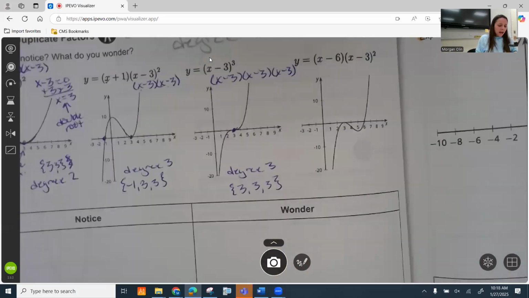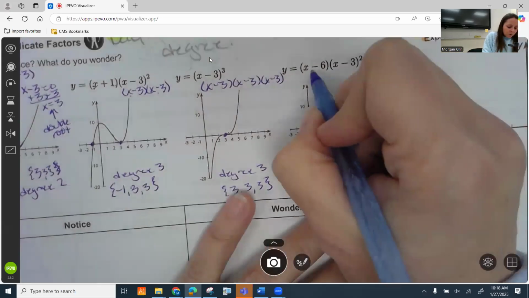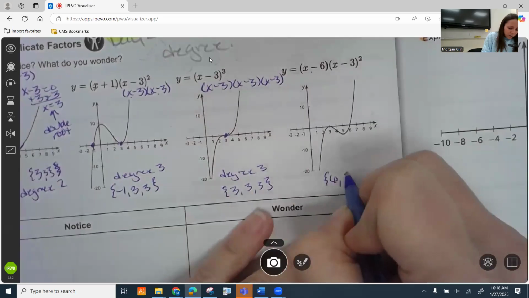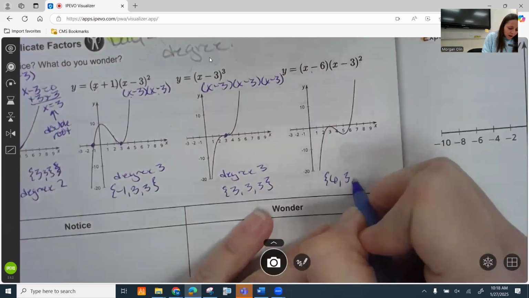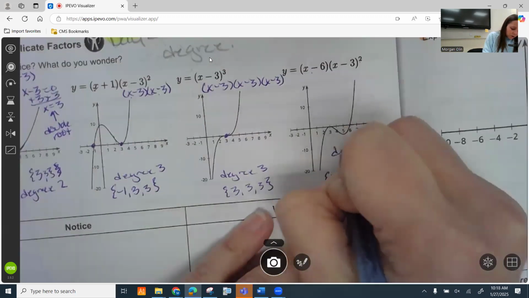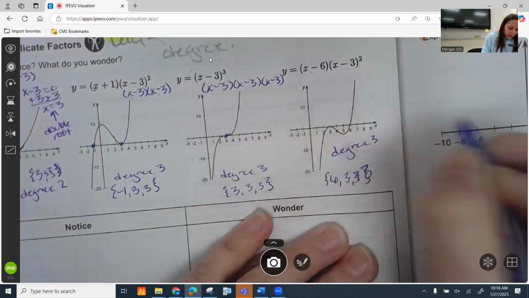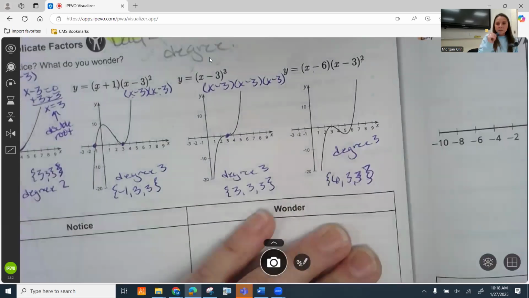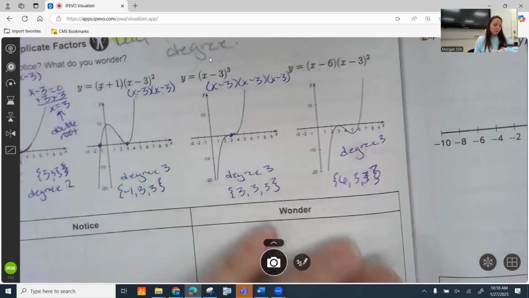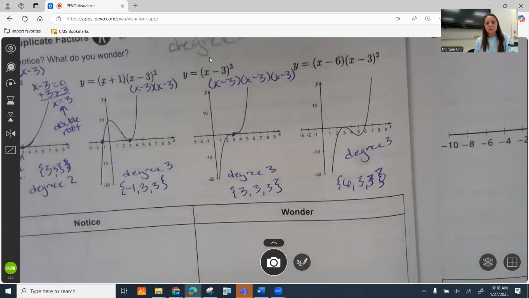Right here, this one's a lone one, so x equals 6. Here we know 3, but this one is going to happen twice because of that square, so 3 is a double root, and I keep writing that really funny. So here the degree is 3. And you see, with the double root this time, instead of bouncing off in the positive, this one bounces off in the negative. So that's how you can tell you have a double root, when it bounces.